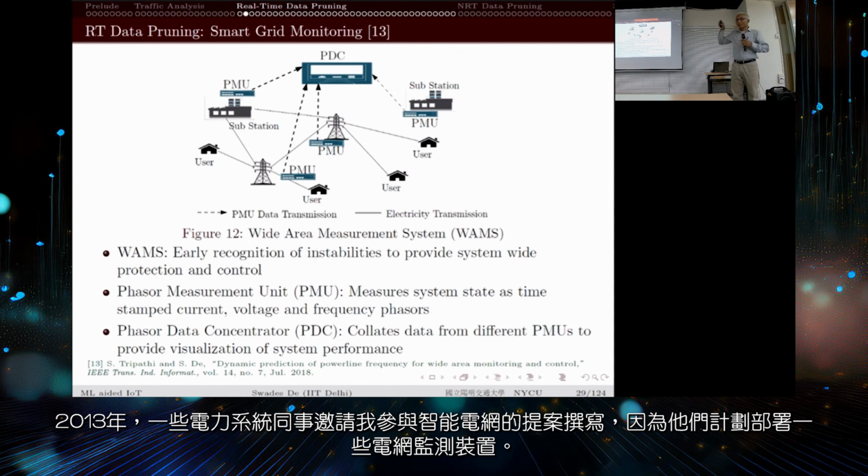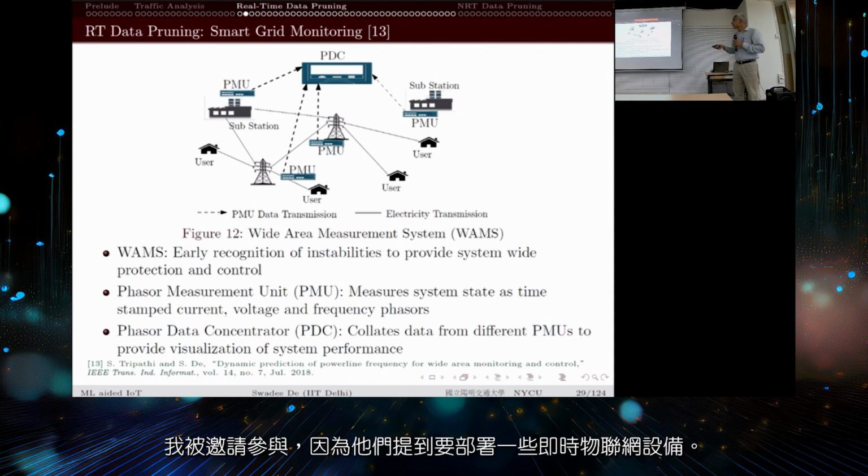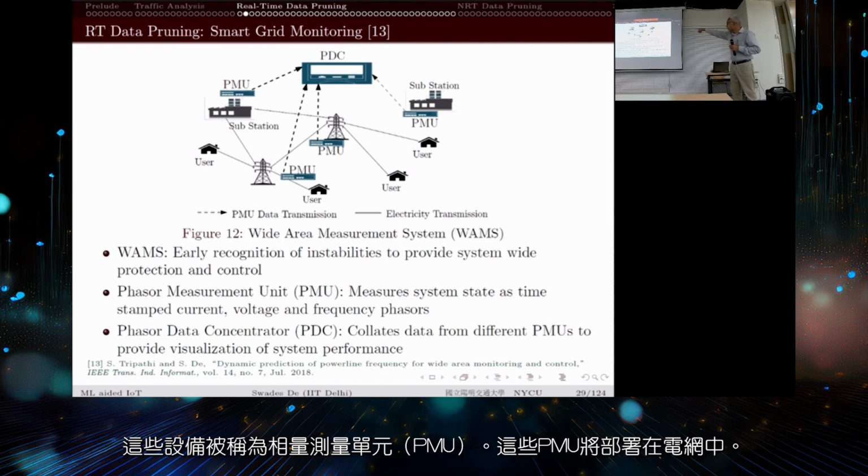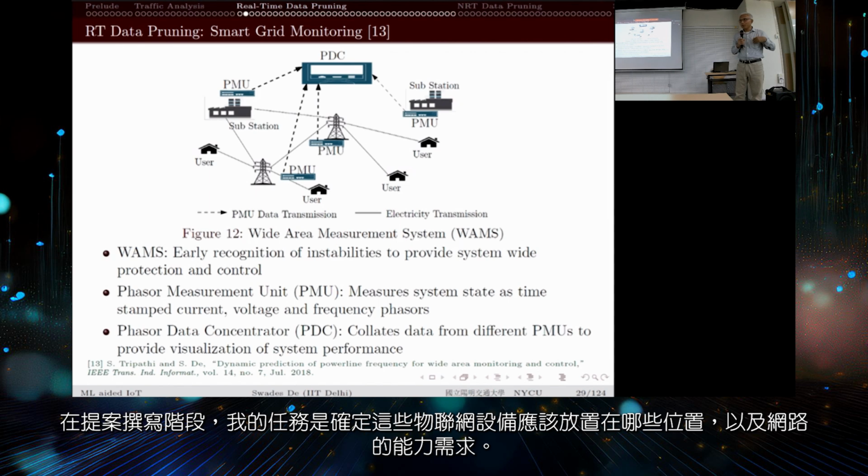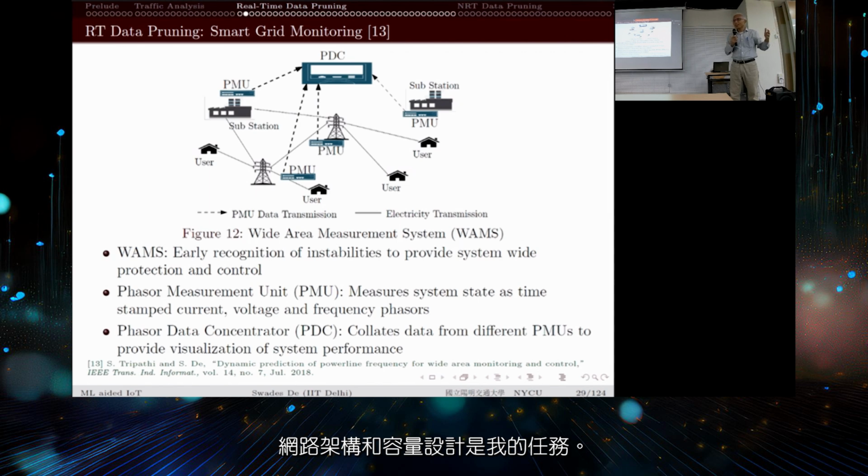for smart grid, and I was invited to participate because they were talking about deploying some grid monitoring devices. You can call them real-time IoT. These are called phasor measurement units, and they will be in a given grid. My task at the proposal writing stage was to come up with the optimal positions where these IoT devices should be placed, and the network architecture and capacity design was my task.